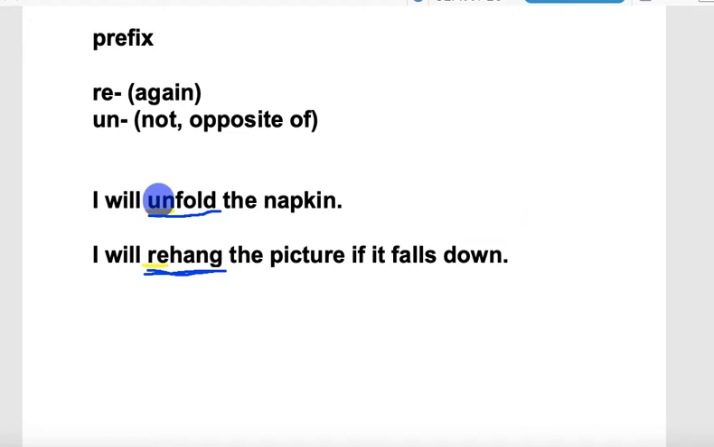Now, just like I did with unfold, I can take the prefix re away and the word hang stays the same. The root word stays the same and the sentence should still make sense. I will hang the picture if it falls down. So see how if we take that prefix away, it doesn't change the word in the sentence. The word still makes sense in the sentence. It just changes what the word means.